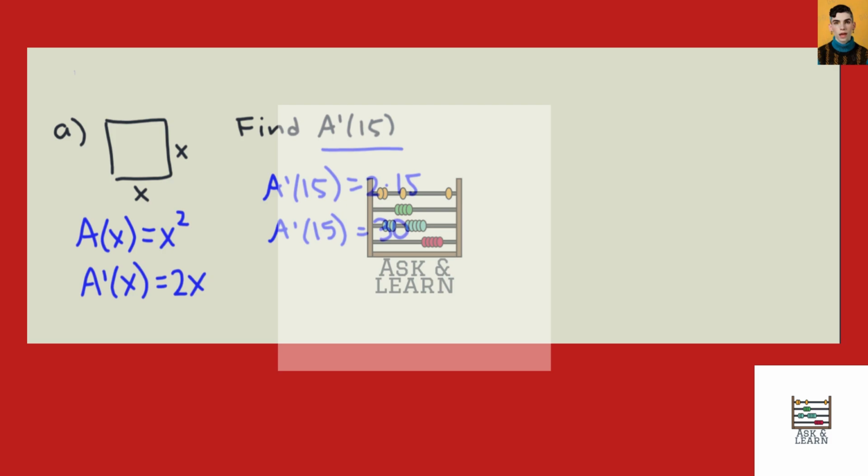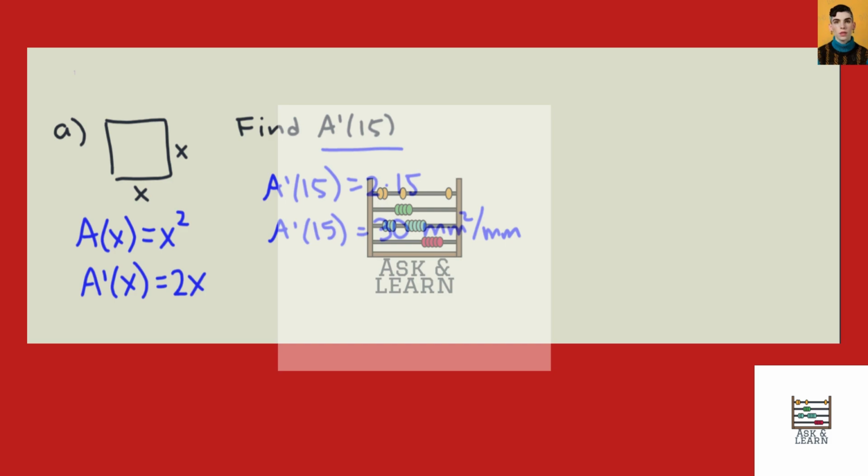And the units on that, so the units on area would be square millimeters, and the units on side length would be millimeters. So what that's telling us is that at this moment, there would be a 30 millimeter change in area for every 1 millimeter change in the side length.